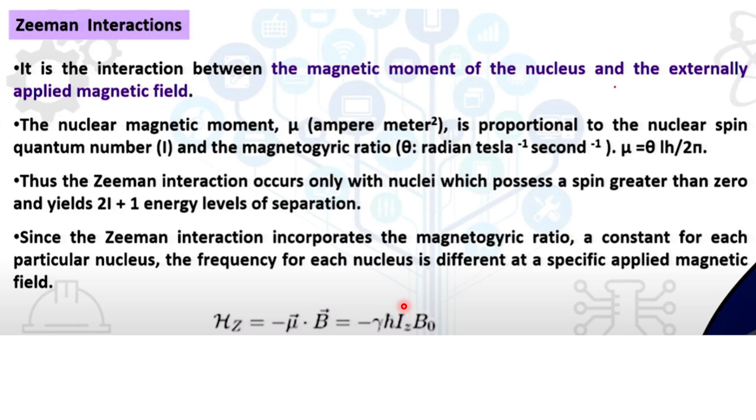Since the Zeeman interaction incorporates the gyromagnetic ratio, a constant for each particular nucleus, the frequency of each nucleus is different at a specific applied magnetic field. So obviously, since the gyromagnetic ratio is an inherent property, and the Zeeman interaction is dependent on this, the frequency of a particular nucleus is different from another at a specific applied magnetic field.